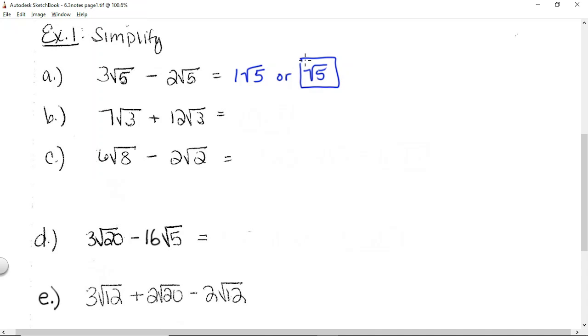Okay, so that's a case where we have the same radicand. Now the next one we also have the same radicand, 3 for both of them. So 7 times the square root of 3 plus 12 times the square root of 3 is, just add the 7 plus 12, 19 times the square root of 3.